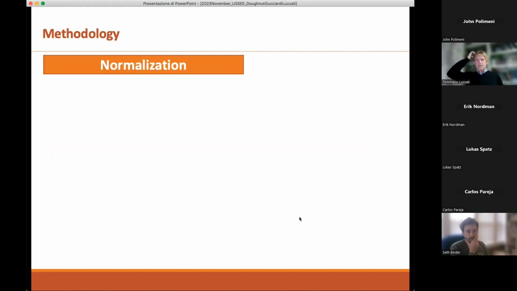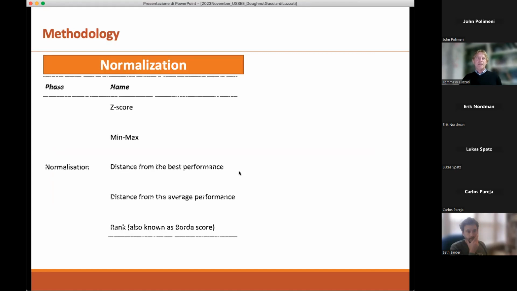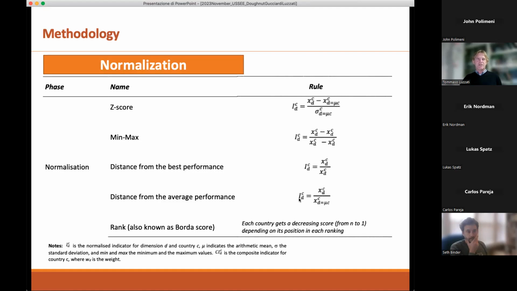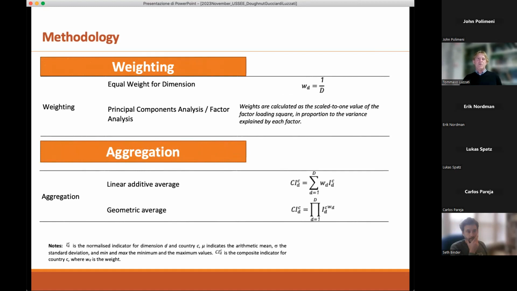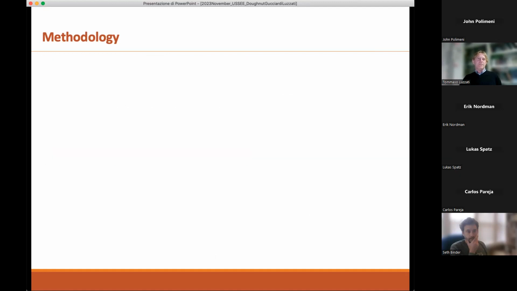So I hope I was clear enough. And so, for normalization methods, we used 5 of the most used normalization methods: z-score, min-max, distance from the best performance, average performance, and the border score. Then we used 2 systems of weighting: equal weight for dimensions, and principal component factor analysis. And then we aggregated using either the linear additive average or the geometric average.